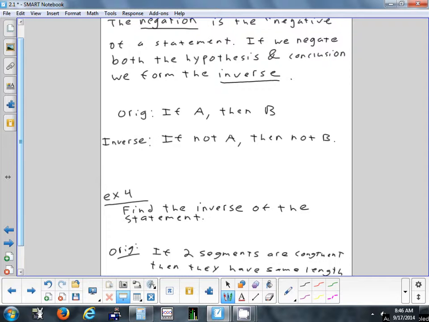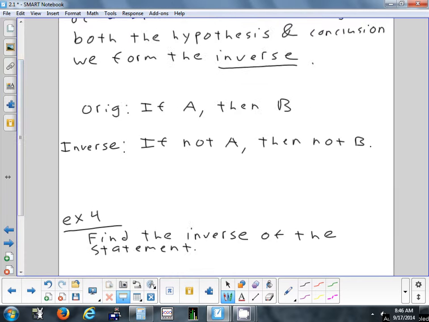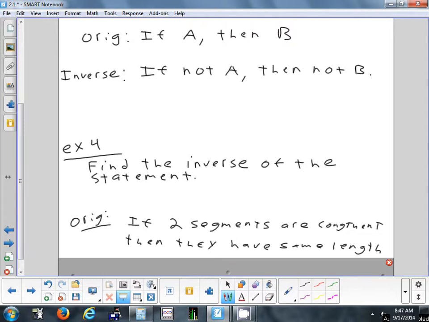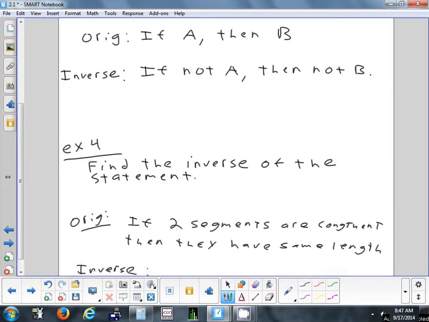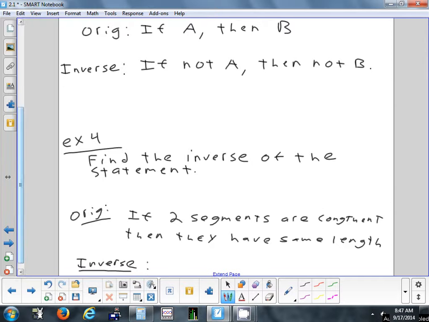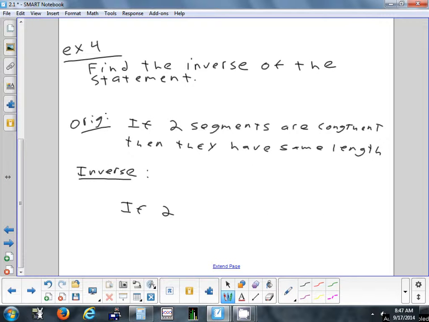Okay, so what would be my inverse of if two segments are congruent, then they have the same length? If two segments are not congruent, then they don't have the same length. Exactly. Yep, that's it. Okay. If two segments are not congruent, then they do not have the same length.